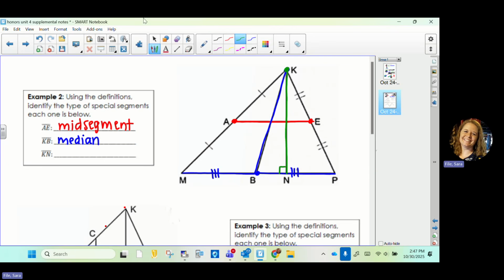So you need to remember, if you go from a vertex at a 90-degree angle to the opposite side, that is the height of the triangle, the altitude. It does not bisect the side. It doesn't cut the angle in half. It doesn't bisect anything. It just measures the height of the triangle. Because remember, the height and the base have to always be perpendicular.